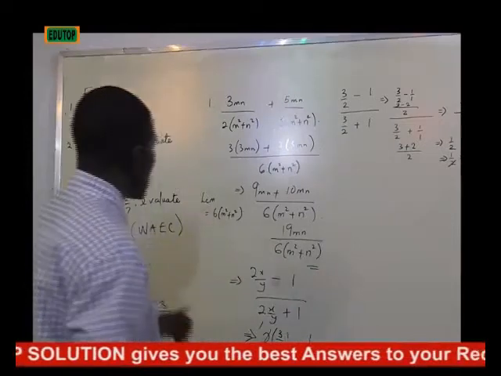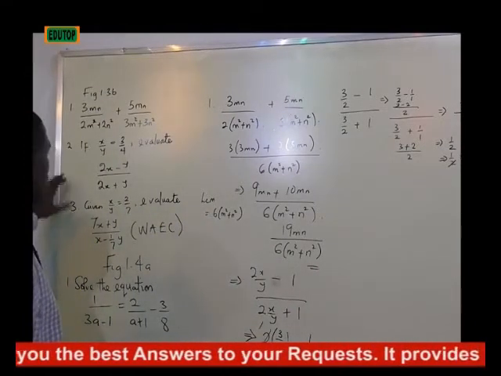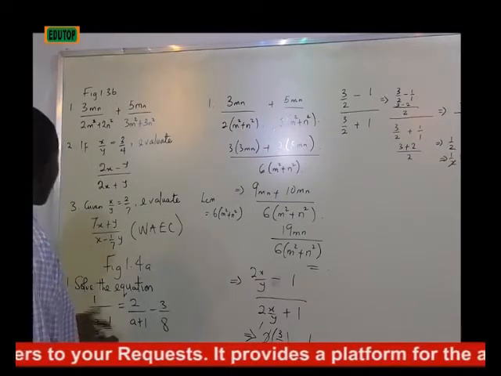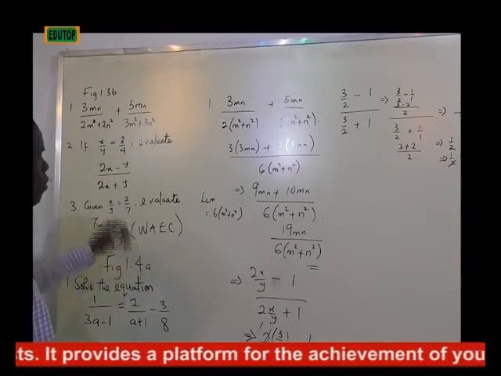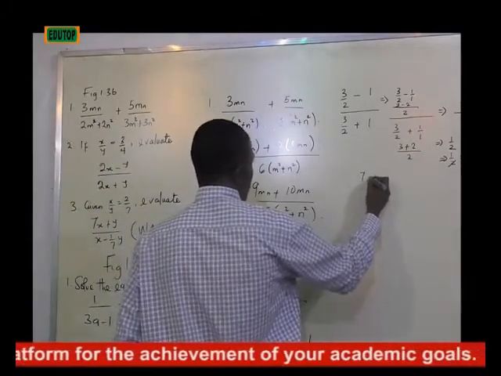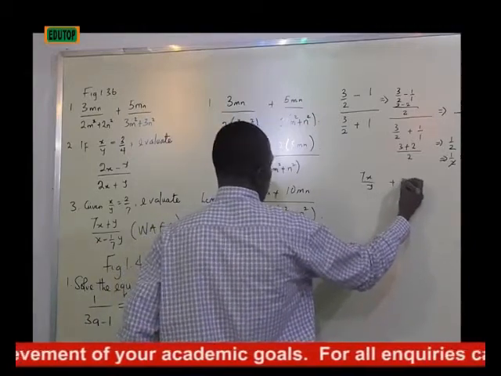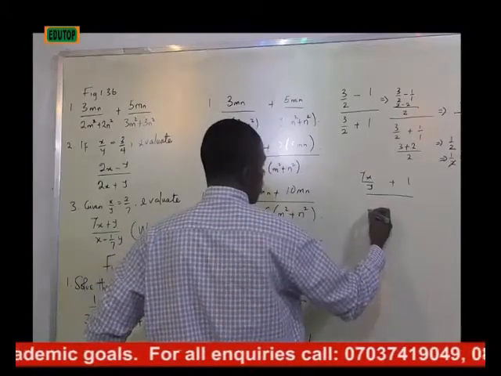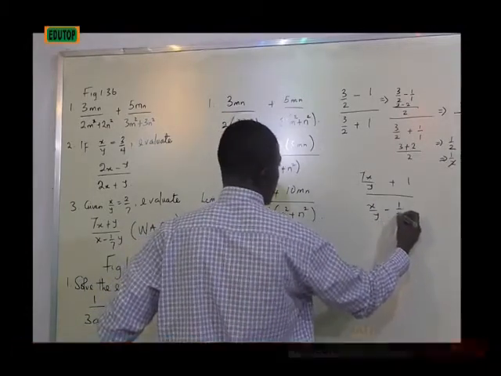Here we still employ the same method we used in question 2, where we divide each term by y, since we've been given the value for x over y. So in doing so, we have 7x over y plus y divided by y, 1, over x over y minus 1 over 7.